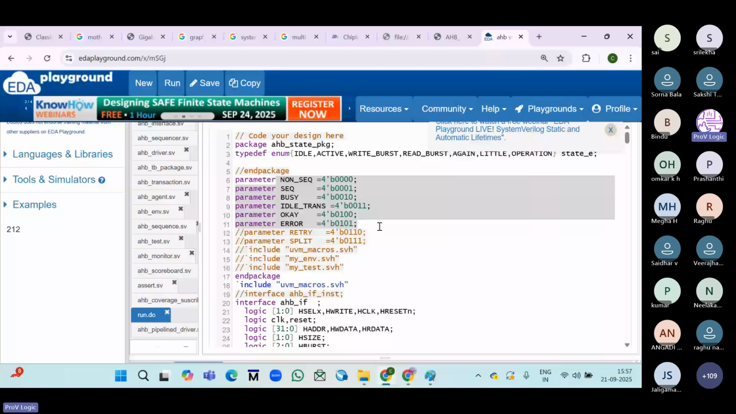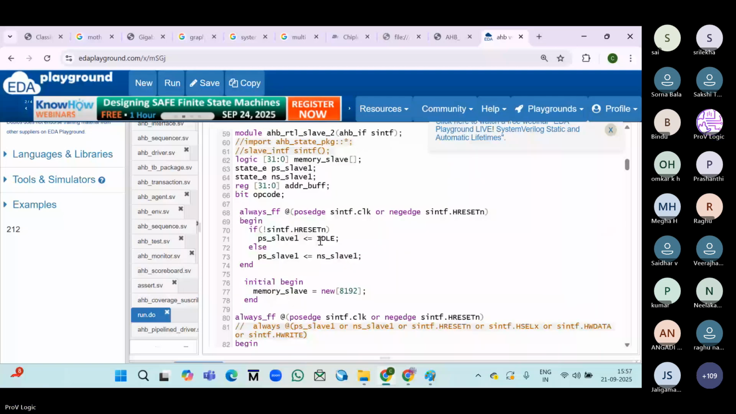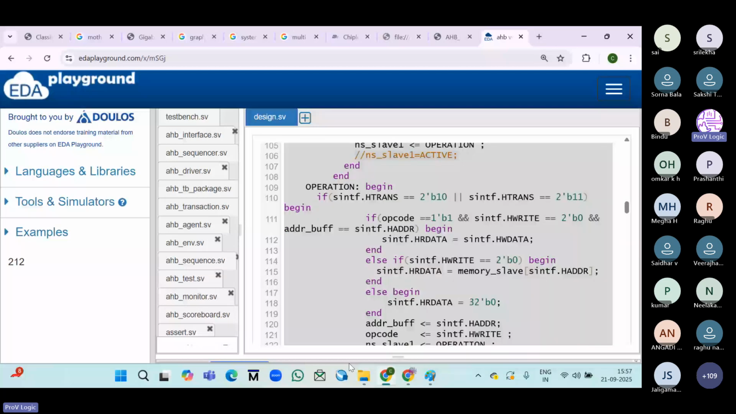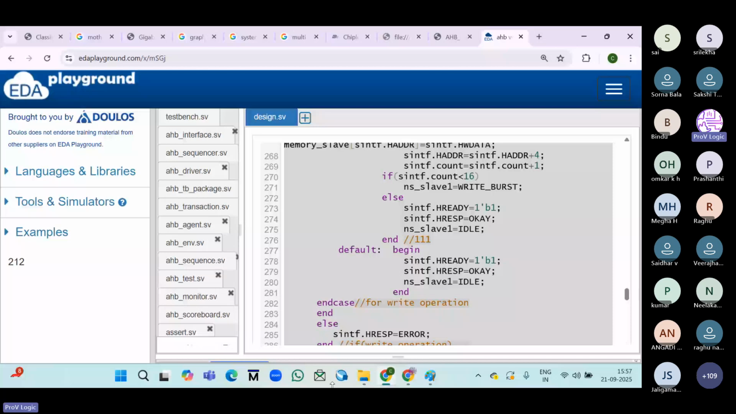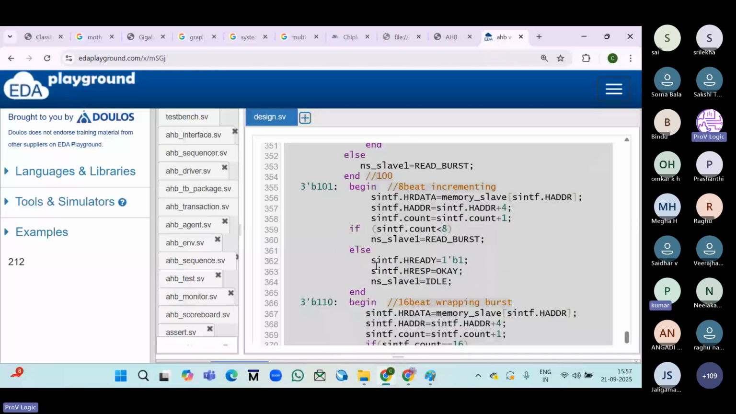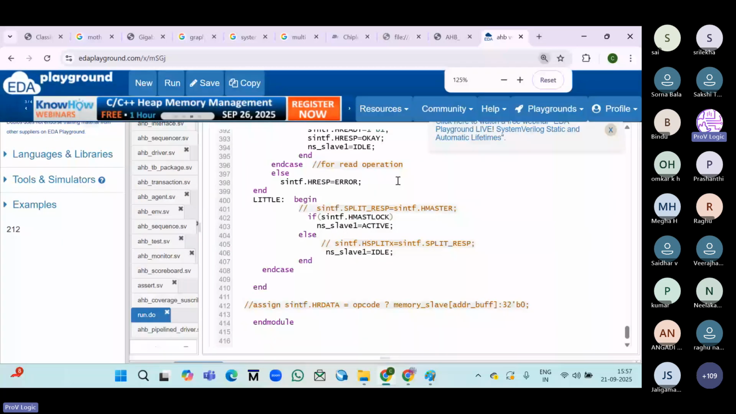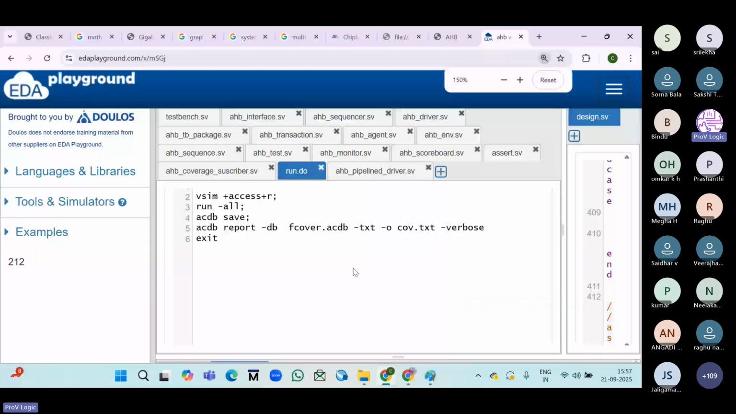And coming to the design code, inside, how the slave idle state and operation state work, how the bus transfers work, like this we need to write the code for the RTL design. In this course we will explain all of these line by line. After writing the design, this is the UVM for AHB, and how to write the UVM code.